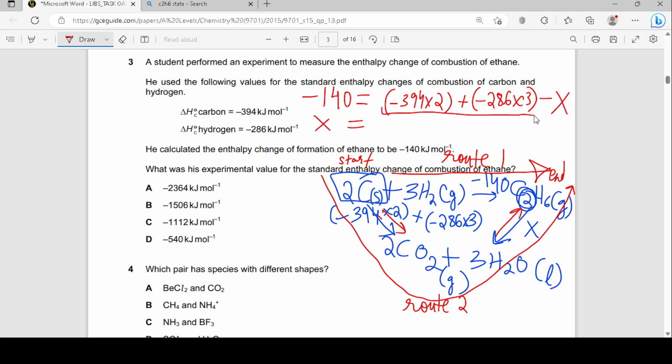Now what does this come out to be? Where is my calculator? Wait a second, I will find my calculator. Okay, so minus 394 into 2 plus minus 286 into 3. That comes out to be minus 1646, and then I'll shift this to the other side as well, so it becomes plus 140. Now that is what x is equal to. This is just algebra. So that is minus 1506 kilojoules per mole. Is that an option? It does seem to be an option, doesn't it? So it's B. So my answer is going to be B. Okay, next question.